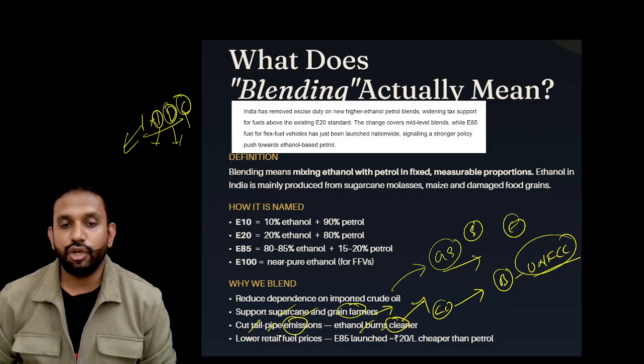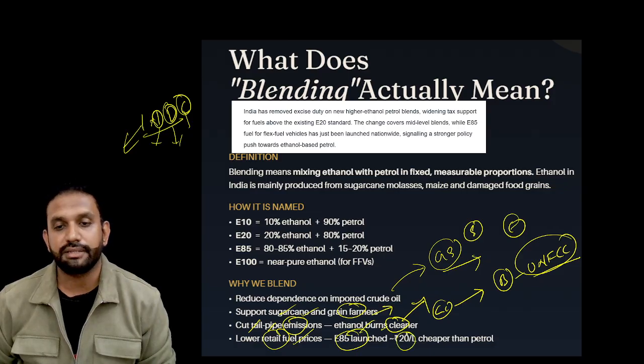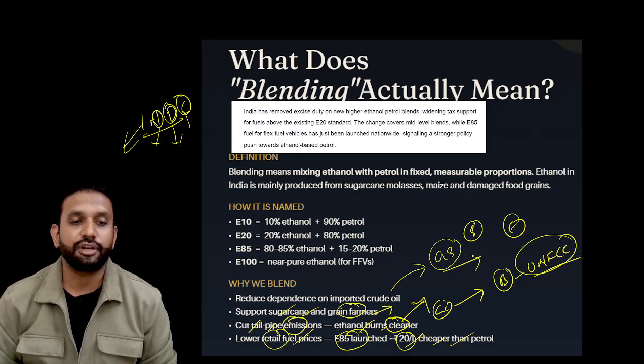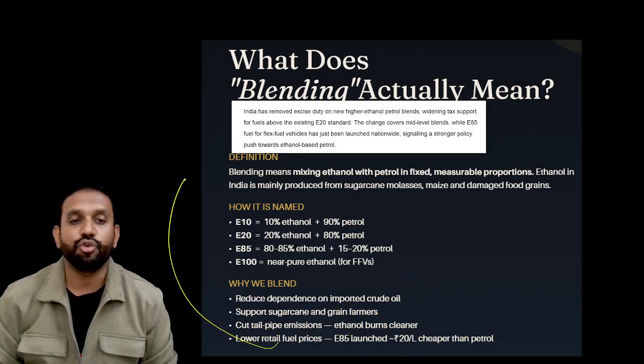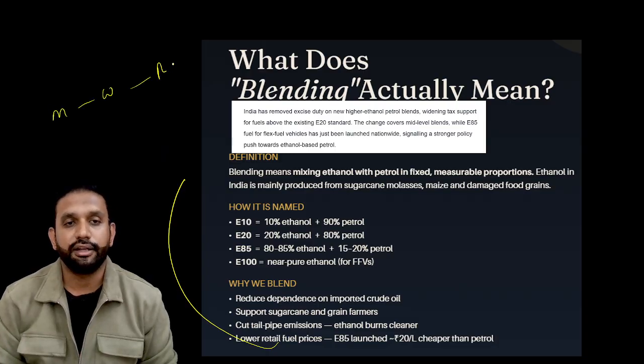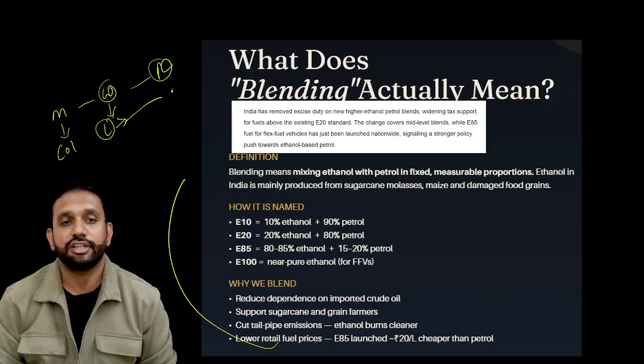Then lower retail fuel prices. E85 was launched recently, 20% per liter cheaper than petrol. What else do you want? Retail prices are those where you have the manufacturer, wholesaler, and also the retailer. The manufacturer is the oil marketing company. The wholesaler is nothing but the petrol pump near you, say Lakshmi petrol pump. He will give to us. Retailers are nothing but consumers.